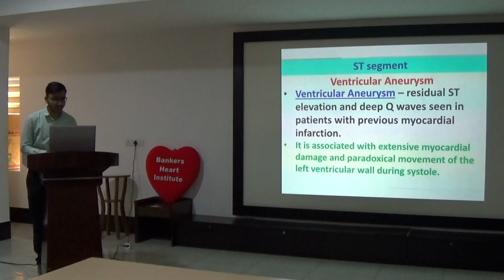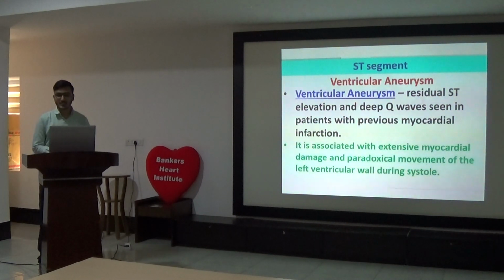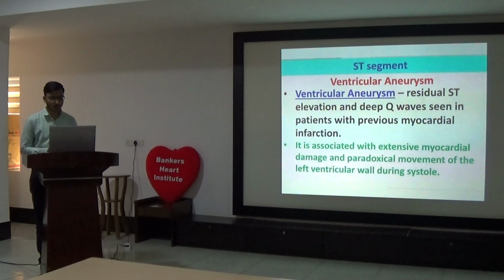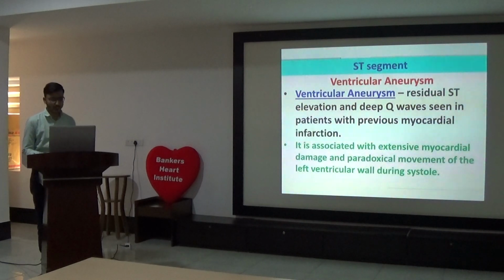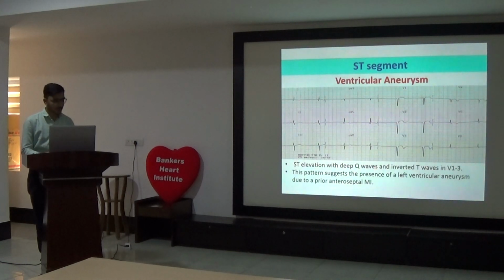So next one is ventricular aneurysm, which will show residual ST segment elevation with deep Q wave in a patient with previous history of myocardial infarction, and it is associated with extensive myocardial damage with paradoxical movement of the left ventricular wall during systole. So this is the ECG of ventricular aneurysm with history of MI. There is ST segment elevation with T wave inversion in V1 to V3.